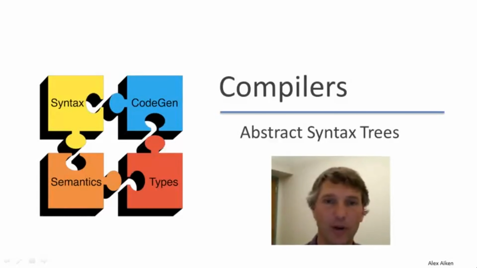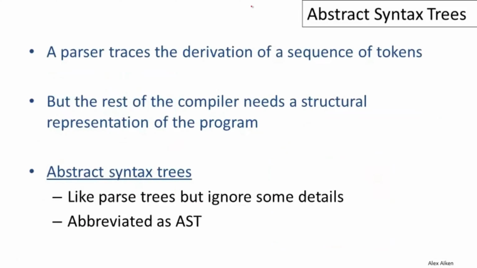In this video, we're going to talk about a core data structure used in compilers, the abstract syntax tree. To briefly review, a parser traces the derivation of a sequence of tokens, but this by itself is not all that useful to a compiler because the rest of the compiler needs some representation of the program. It needs an actual data structure that tells it what the operations are in the program and how they're put together. Well, we know one such data structure.